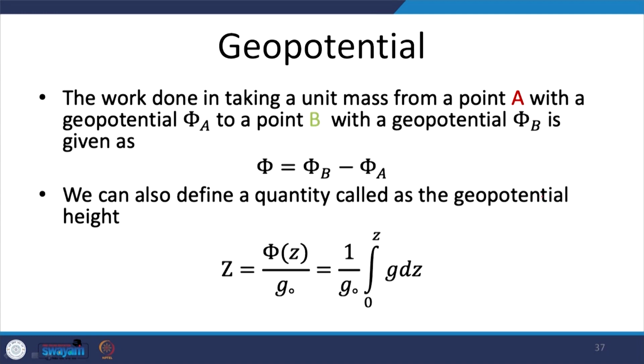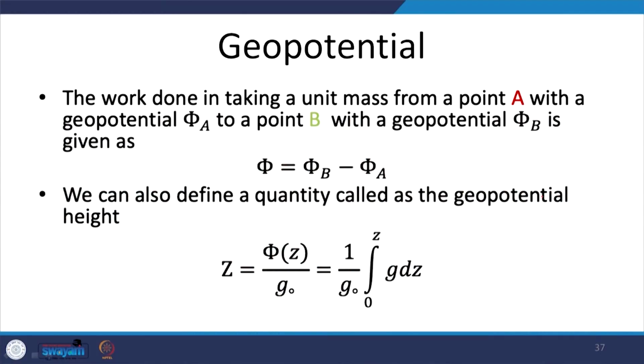So, based on this, we can also define a quantity which is called the geopotential height, not the geopotential, but the geopotential height. So, geopotential height is when you normalize the energy phi of z with respect to the gravity at the surface, at the sea surface. So, Z, the geopotential height, is defined as the geopotential at a particular point multiplied by 1 by g naught. Phi of z is defined to be the integral from 0 of g dz, from the hydrostatic balance. So, Z is equal to 1 by g naught times the integral from 0 to z of g dz, fine.